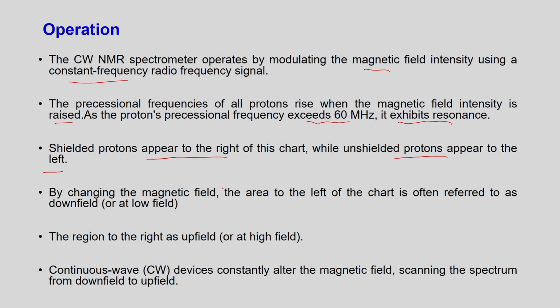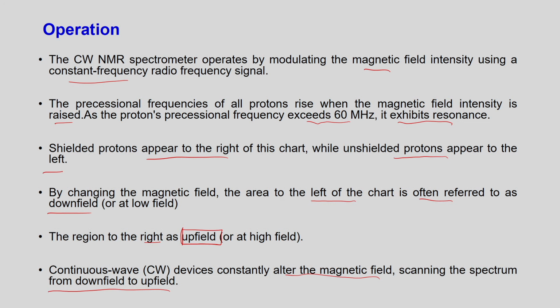By changing the magnetic field, the area to the left of the chart is often referred to as downfield. The region to the right is called upfield. Continuous wave devices constantly alter the magnetic field, scanning the spectrum from downfield to upfield.